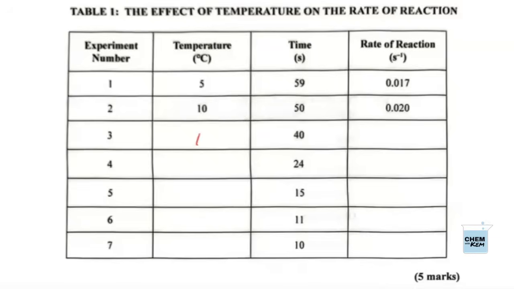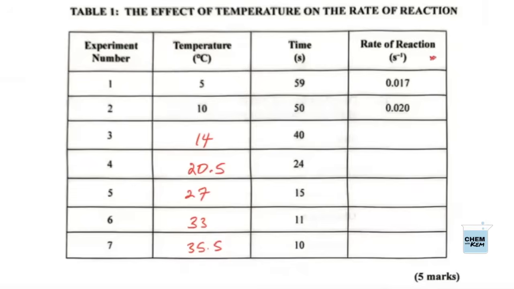7. So we have 14 degrees Celsius, 20.5, we have 27, we have 33, and we have 35.5. Now what we're supposed to do for part 2, we're supposed to calculate to 3 decimal places the rate of reaction for each experiment, given that the rate is 1 over time, and we're to record our results in column 4 of the table.